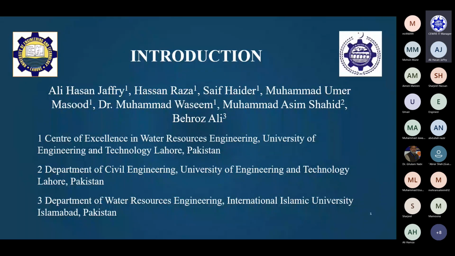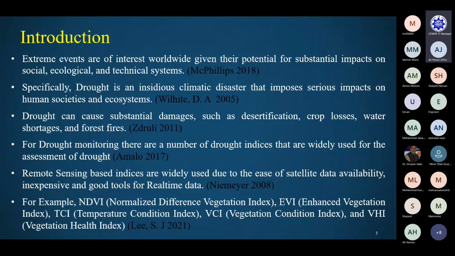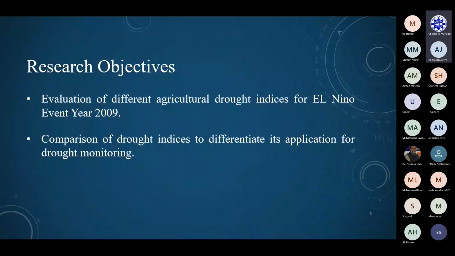Sure, sir. Here is the introduction of the writers, and here is the research topic: comparison between the remote sensing based drought indices in Punjab, Pakistan. Here is some basic introduction of drought and specifically remote sensing indices. Here are the research objectives of this study: evaluation of different agricultural drought indices for El Nino event year 2009, and comparison of drought indices to differentiate its application for drought monitoring.